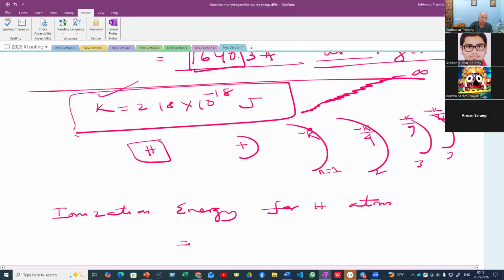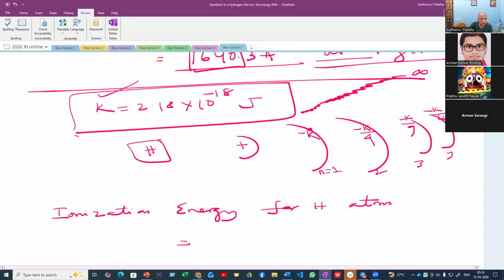Supposing it is in the second shell and wants to go to infinite distance. You have already given 3K by 4, and now you want to send it to infinite distance. So it will need K by 4 now, because 3K by 4 you have already given. Now its energy is minus K by 4, so plus K by 4. If it takes that, then it will go to infinite distance.